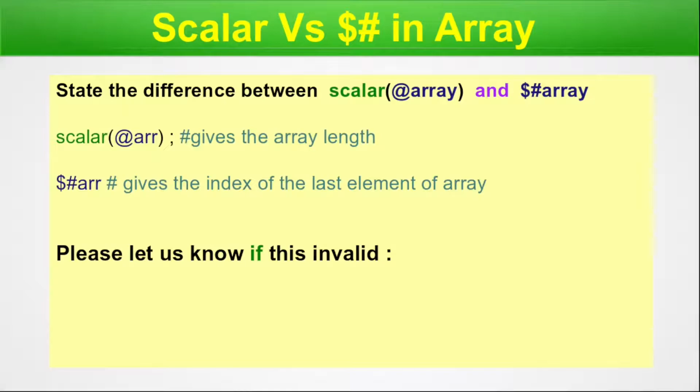Now let us move on. Please let us know if this is valid. This is the second question. It's another question. We have given two strange notations, that is $array, and then within the square brackets we have -1 and -2, and you are being asked whether it is invalid.